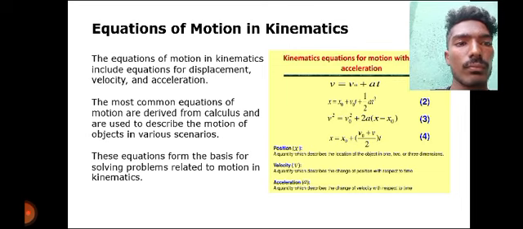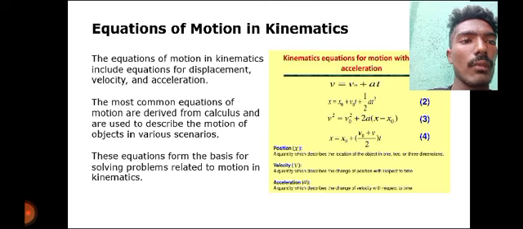Equation 4. Position x: a quantity which describes the location of the object in 1, 2 or 3 dimensions. Velocity v: a quantity which describes the change of position with respect to time. Acceleration: a quantity which describes the change of velocity with respect to time.